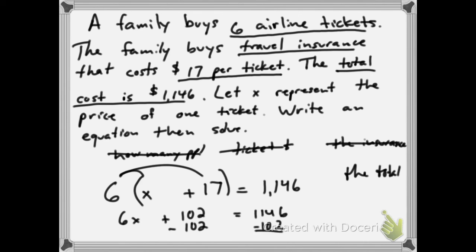All right, we'll rewrite this over here. 6x equals 1044. We divide by 6, and we get a result of $174. Okay, so that's a tricky one. Keep that one in mind as you're looking at it.